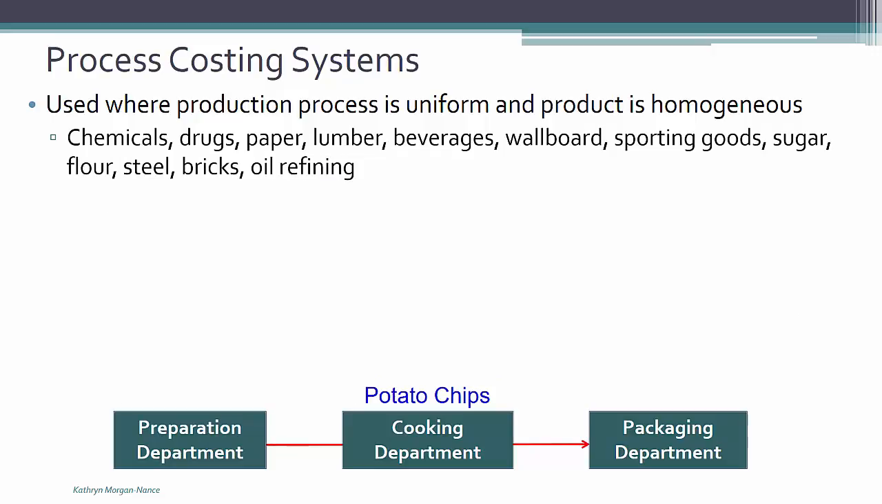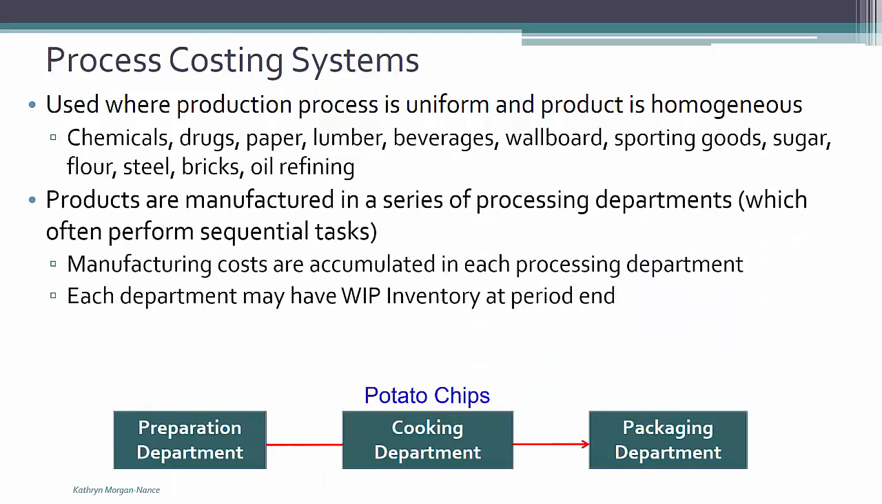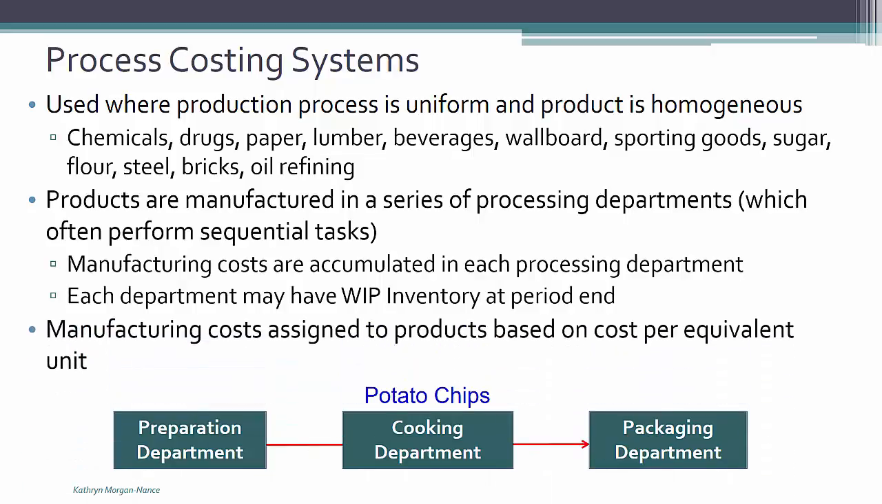Process costing is used when a product is manufactured using a uniform process and it is homogeneous in nature. Homogeneous means one batch of the product is the same or practically the same as another batch. Examples of such products would be lumber and molding, wallboard, aspirin, Hershey's Chocolate Kisses, Pepsi-Cola and other soft drinks, and so forth.